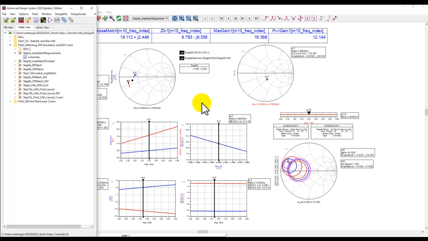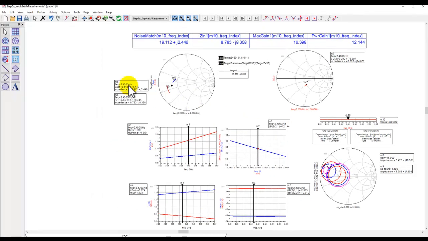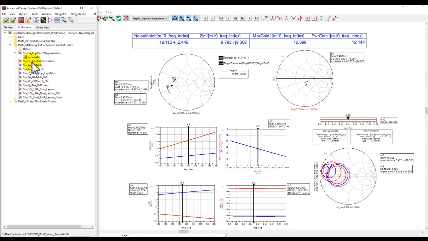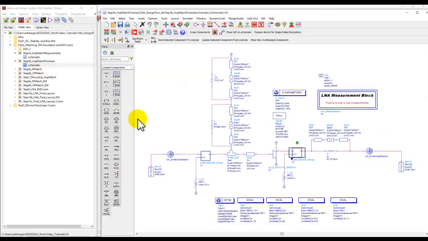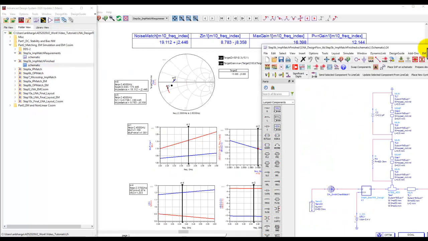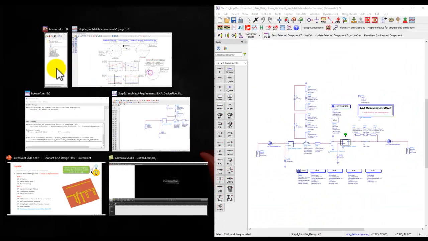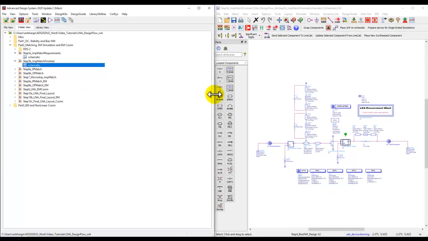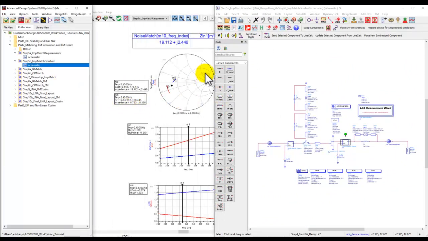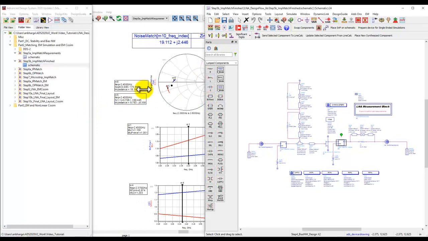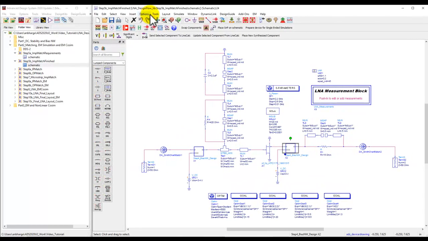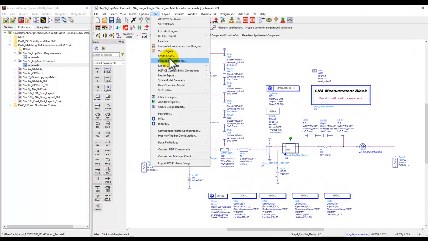I now have the load impedance, which I have to match. I have the source impedance information, which I have to match. So I can go ahead and use a Smith chart tool in ADS, like I demonstrated in one of the earlier tutorials. And using that concept, you are free to use either the Smith chart utility, or you could use the impedance matching utility. So the choice is yours what you want to do.